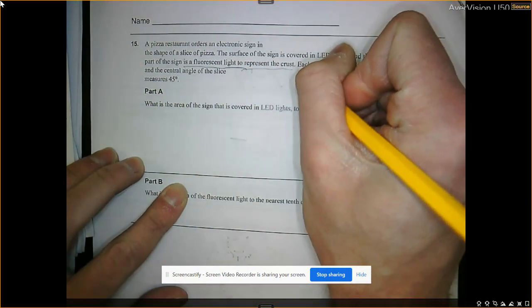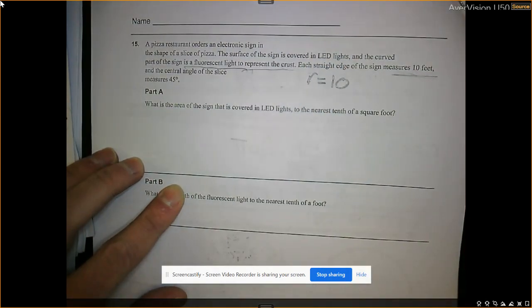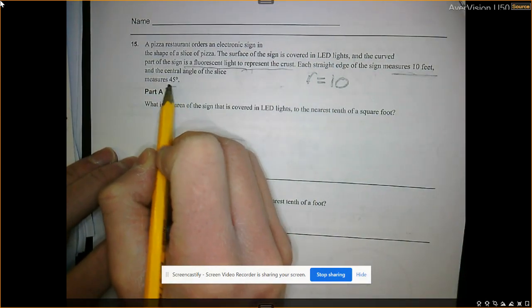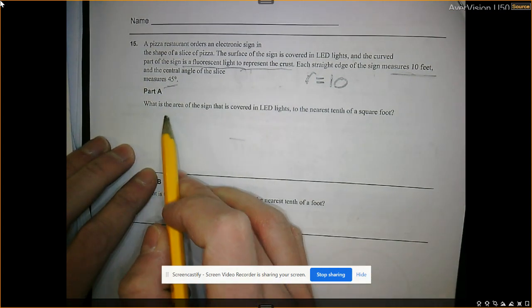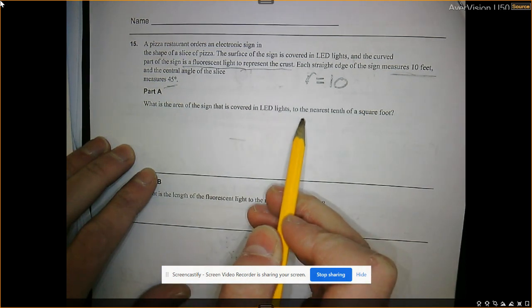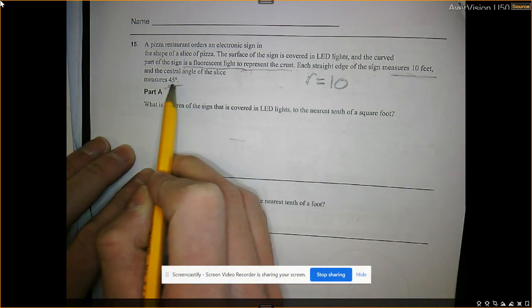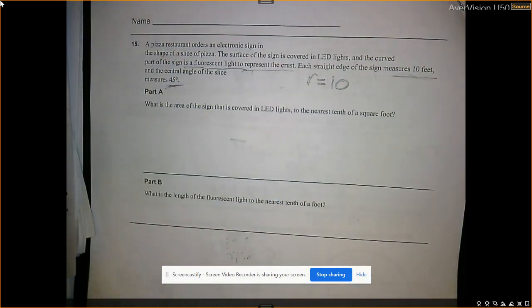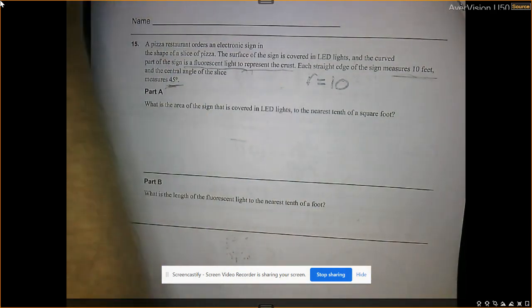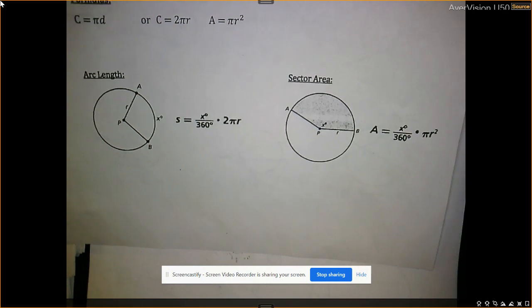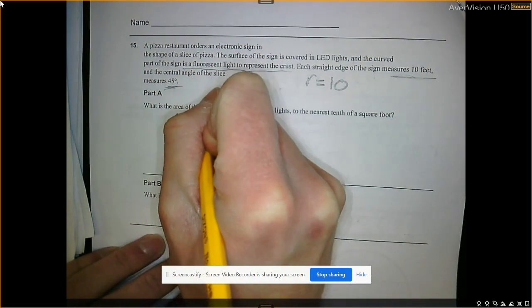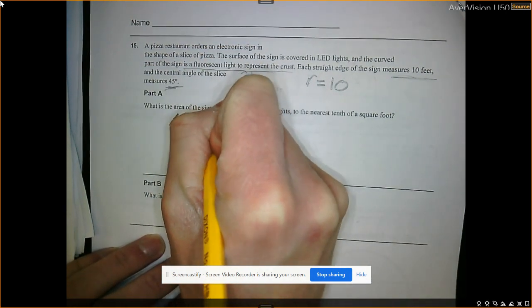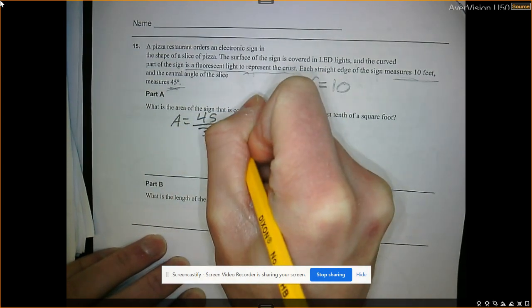But what this is getting at is that your radius is 10. Okay, and your central angle measures 45 degrees. Okay, and we're talking what is the area of the sign that is covered in LED lights to the nearest tenth? Okay, well, it's 45 out of 360. You are using sector area, okay, which again, you are back to these bottom two on your formula sheet on the back side. You're using sector area, and what that equals is area equals your angle measure, which is 45, over 360 times pi r squared.